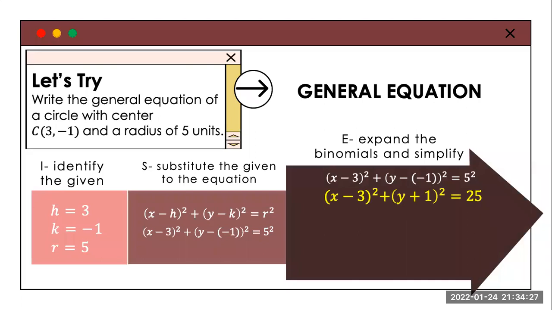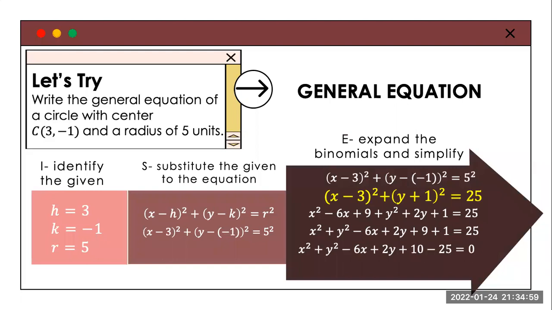So, you have now here x minus 3 quantity squared plus y plus 1 quantity squared is equal to 25. Square natin yung first natin, x minus 3: x squared minus 6x plus 9. Sa y, y squared plus 2y plus 1 equals 25. So again, arrange natin from highest exponent. And then yung 25 sa right hand side, ilipat na natin sa left. Kaya ganito na po yung itsura. And then simplifying that, 10 minus 25 is negative 15. So this is your general equation.